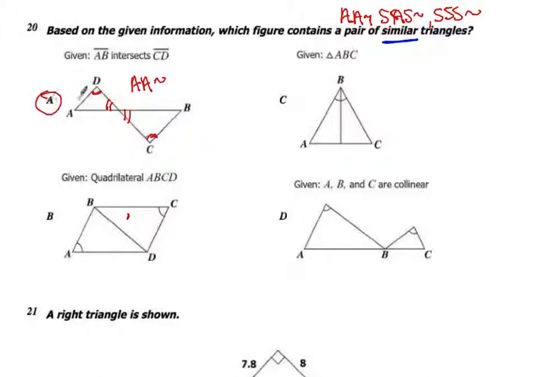Okay. C, the only thing we know about is the angle and the side. D, we don't know anything about except those 2 given angles. And B, once again, just the 2 angles and a shared side.